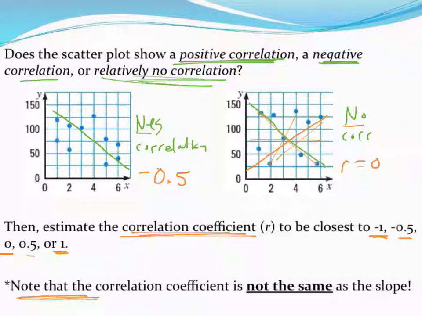Now, one thing to note down here: the correlation coefficient is not the same thing as slope. So when we go to write the equation of these lines, this -0.5 is definitely not the slope. I mean, it might be by coincidence, but it's not the slope at all. Just like over here, the slope is definitely not 0. A slope of 0 is a horizontal line, and we already said no one line can represent that data. So just keep that in mind. The correlation coefficient is not the same thing as the slope.